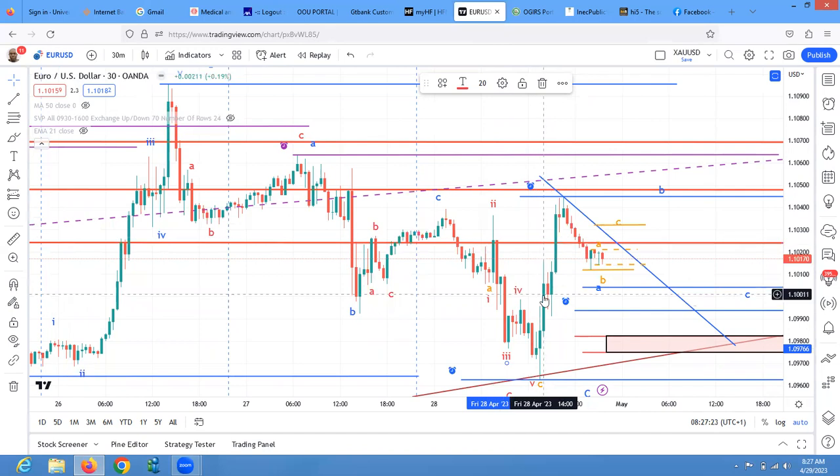Now, if you want to count the internal structure of this one, probably you'll get it in 5 minutes, which I am not interested in. What I'm interested in now is to see this correction in 30 minutes or 15 minutes, to see how we're going to get a wave 2.